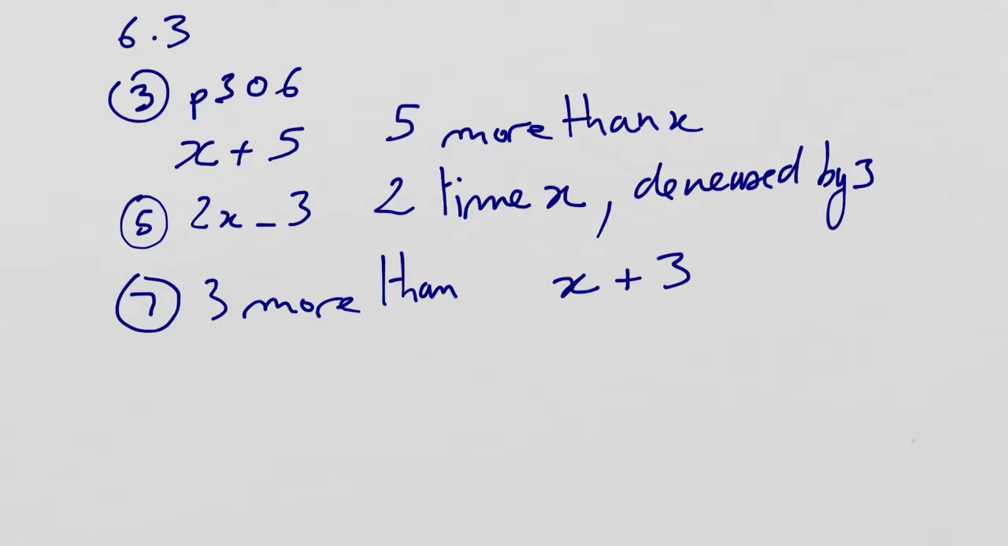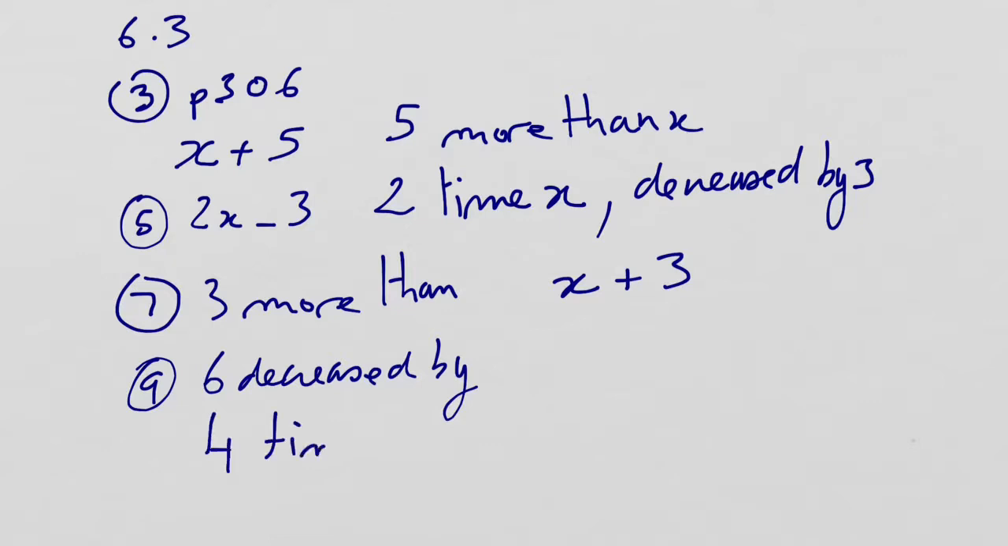Now, if I look at problem number 9, we have 6 decreased by 4 times y. Well, that is going to be 6 minus 4 times y. Okay? So it is just a question of how you are going to read your problem properly.